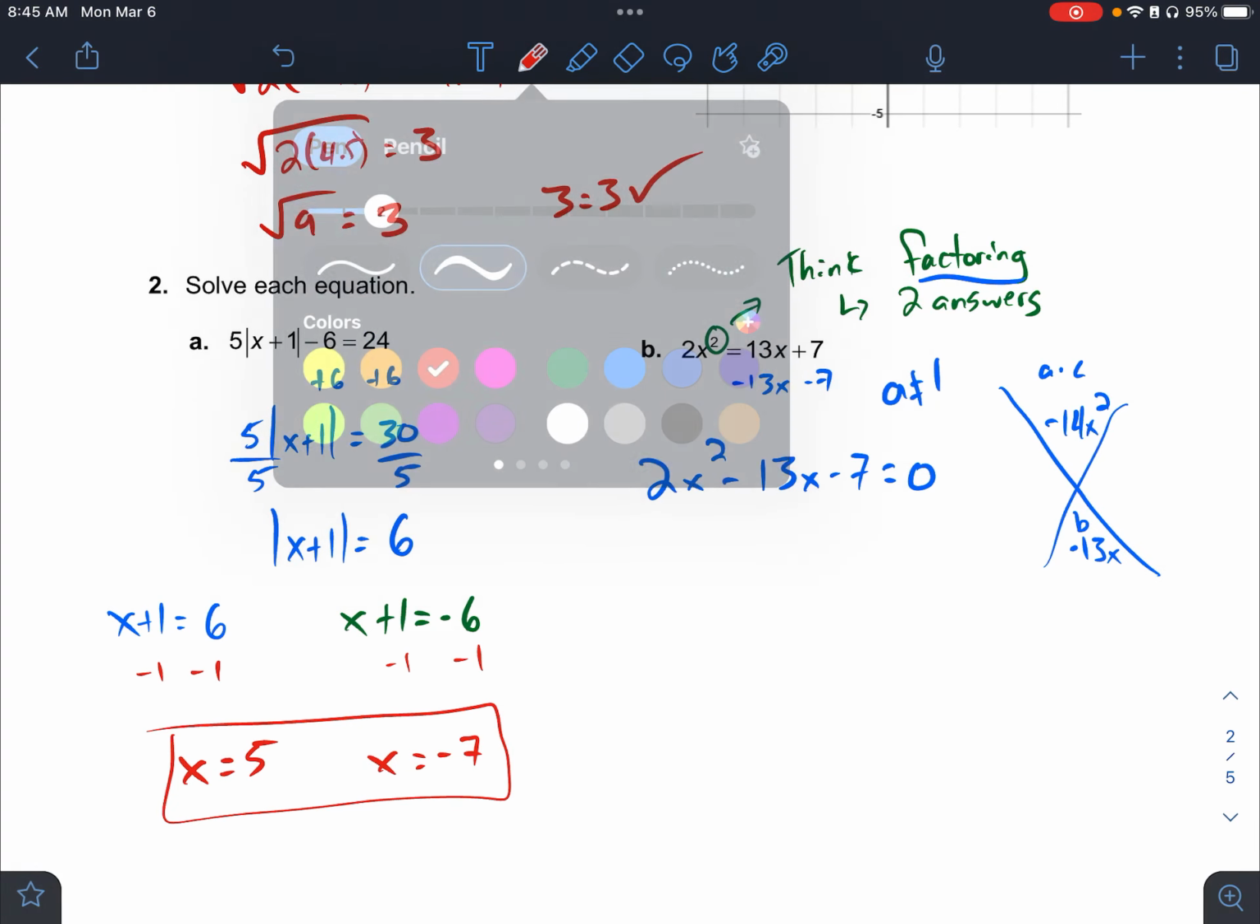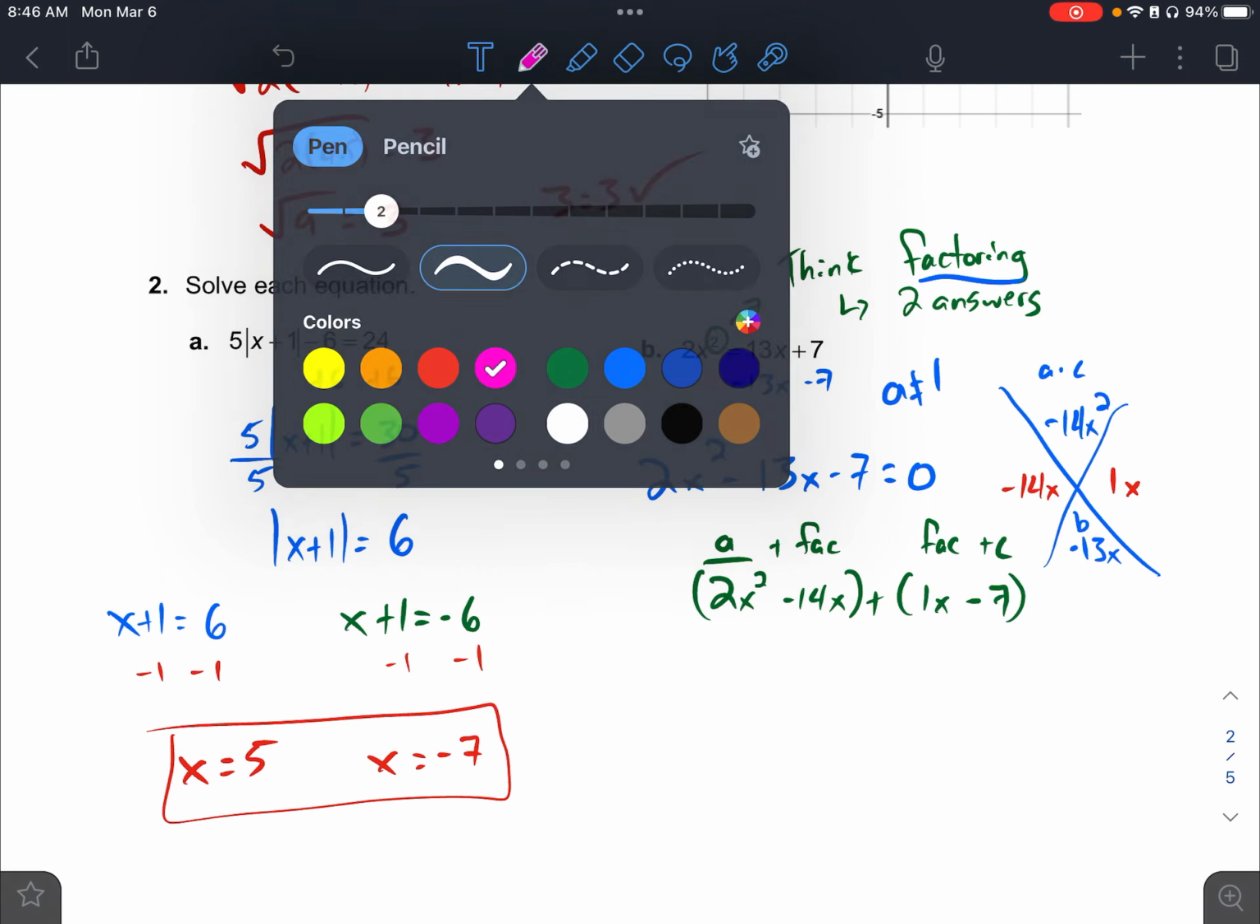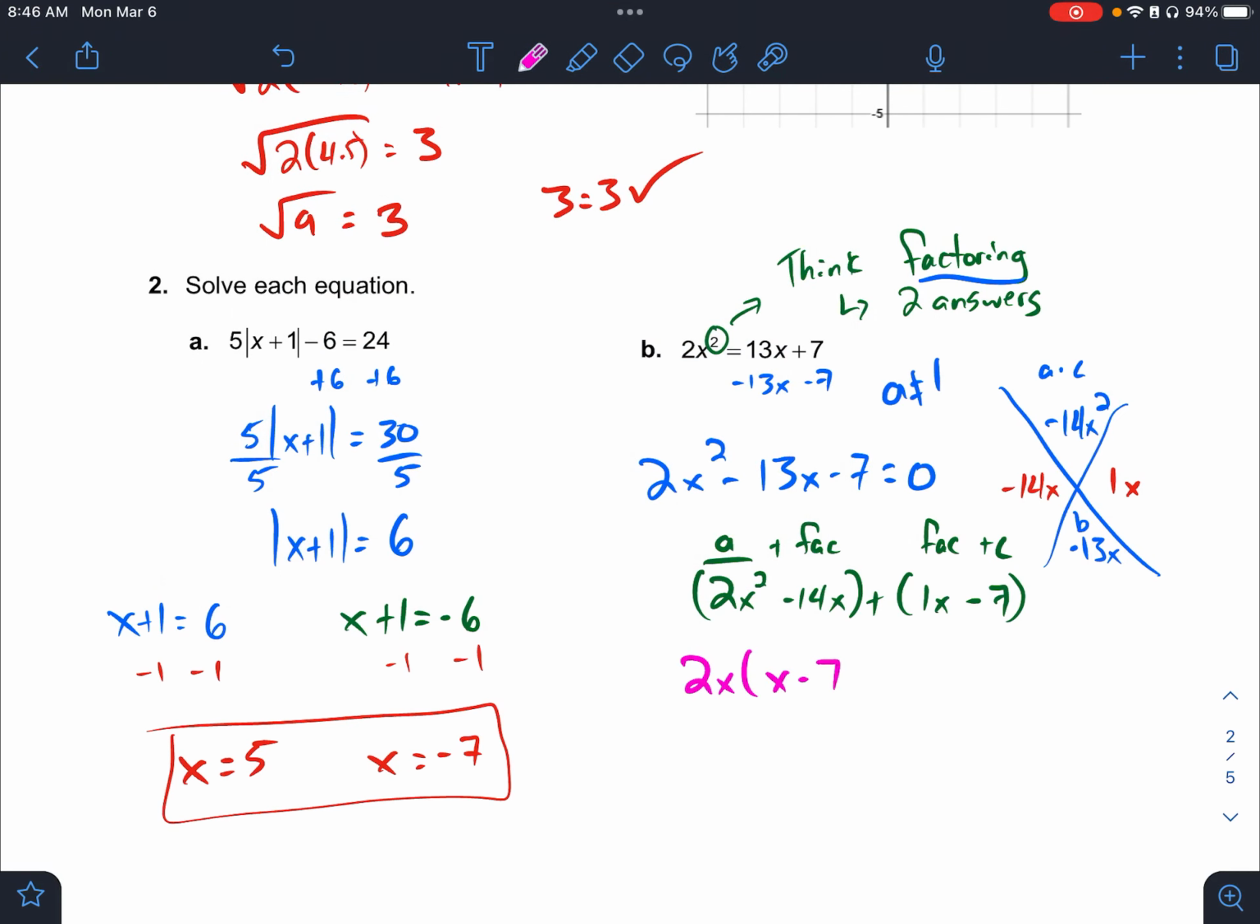A lot of you are doing a nice job up to this point, even finding your factors. So we have negative 14x, positive 1x. Multiply to be negative 14x squared, add to be negative 13x. The second step, though, is the one that a lot of you are still messing up on. I have my a term, 2x squared, plus a factor, so minus 14x, plus factor, 1x, plus c. Now I have to pull out the GCF again. So I can pull out a 2x, leaves me x minus 7. Here I can't pull anything out, so I'll pull out a 1, x minus 7. And my factors are 2x plus 1, x minus 7.